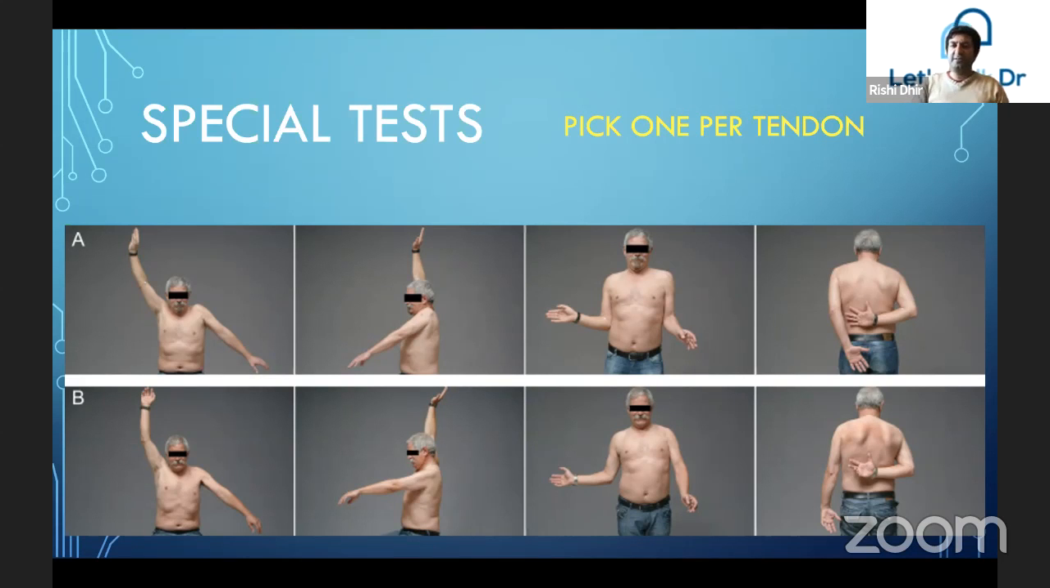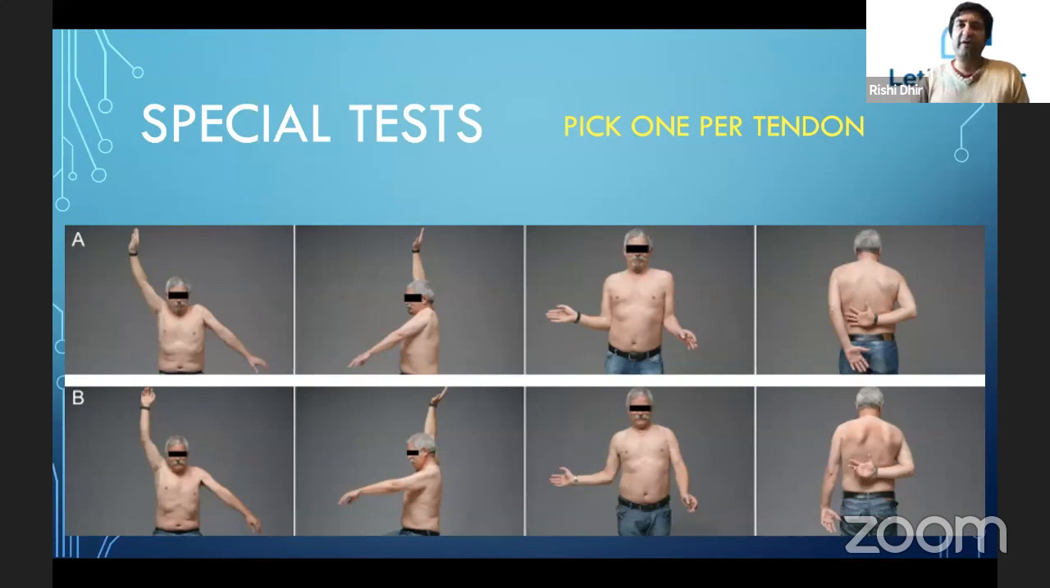For infraspinatus, I might get the patient to stand up and say, put your arm by your side, and imagine as if you've got a pound note or something and you're trying to stop it from leaving your arm. Keep the elbow tight to your side, rotate the arm out, and I will try and do resisted external rotation to stop that, okay? So that tests external rotation, infraspinatus and teres minor.